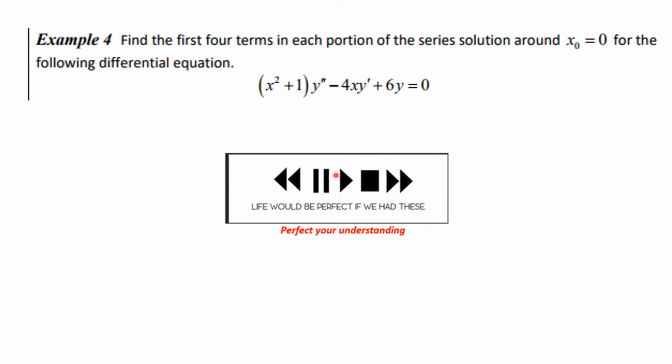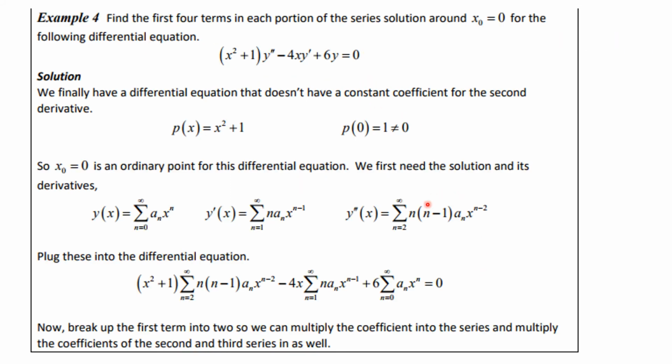Let's look at another problem. This might be our last one. I want you to find the first 4 terms in each portion of this series around x0 equals 0 for the following differential equations. But now we have x squared plus 1 minus 4x. So we have that. You know what to do. Let's see how you did.